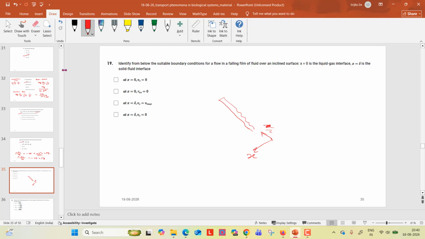So what will be the case? So at X equals to 0, tau Xz will be 0, because I have shown you earlier that the stress will be minimum at the liquid gas interface, which is X equals to 0. It is option B. Third one, at X equals to delta, Vz equals to 0 because here the no slip boundary condition will be applied, right? Because it is the X equals to delta.